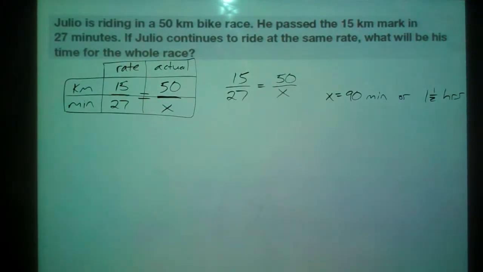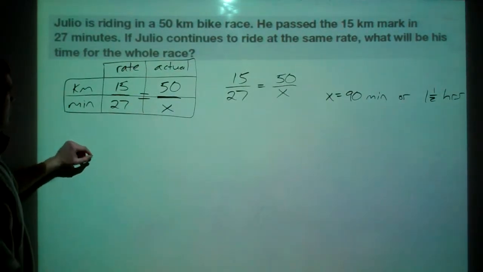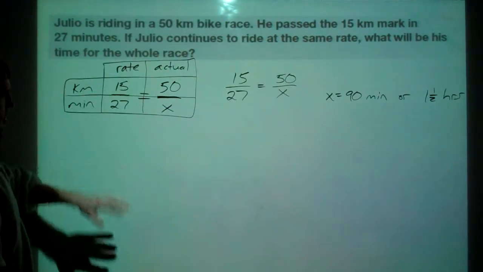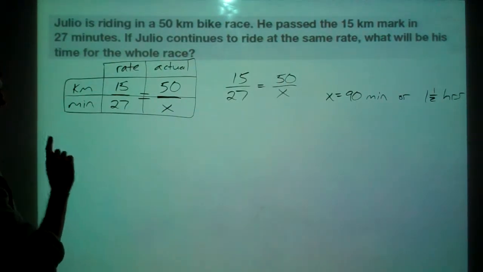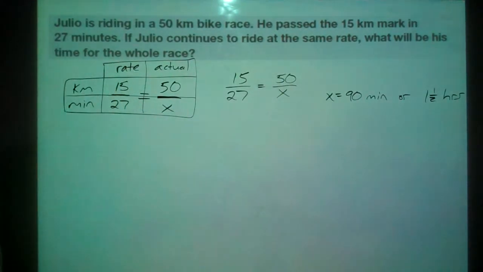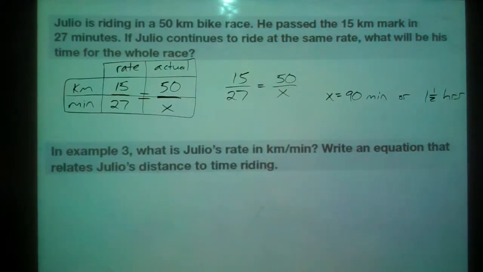Alright, so... okay, it's 15 kilometers and 27 minutes. Okay, either way, it does work out this way. It should take him 90 minutes or 1.5 hours to get that far. Okay? Yeah, I would use the table for that one. Okay, now they're saying, what is his rate in kilometers per minute?